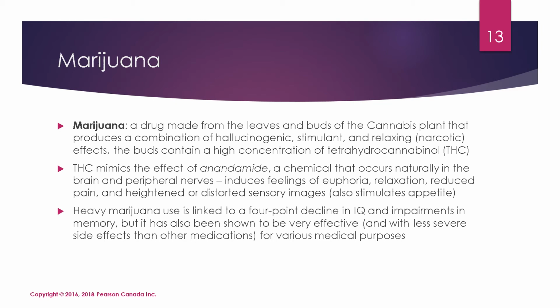So the buds contain a high concentration of a compound called tetrahydrocannabinol, or THC. And so THC actually minimizes the effects of anandamide, which is a chemical that occurs naturally in the brain. So it's actually interesting to note that THC, or marijuana, is one of the only drugs that we actually have a system for. So we have a cannabinoid system that naturally occurs within our body. So obviously it wasn't meant specifically to take in THC, but it was designed to respond to the effect of anandamide, and THC does basically mimic that effect almost perfectly.